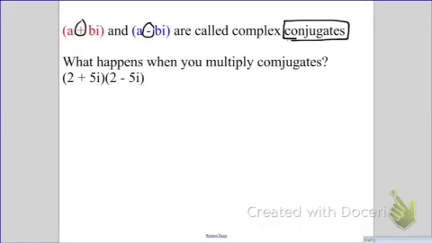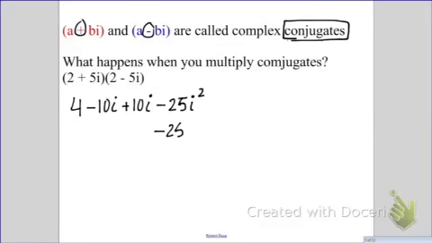Let's take a look at this. Let's go ahead and try to FOIL this problem out. 2 times 2 is 4, and 2 times negative 5i is negative 10i. 5i times 2 is positive 10i, and 5i times negative 5i is negative 25i squared. We now know that we can go ahead and plug in a negative 1 for the i squared.